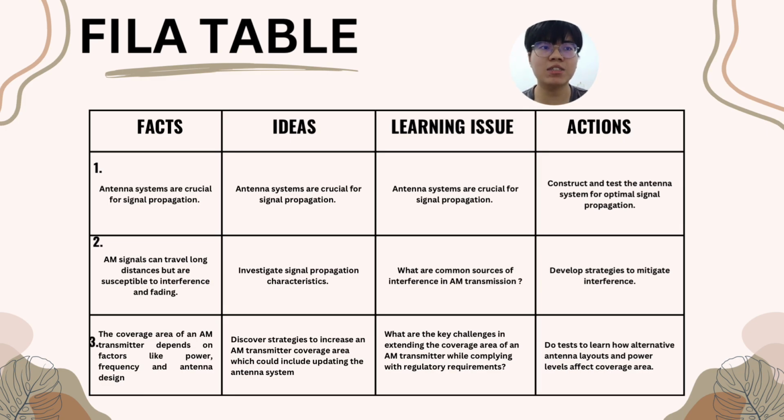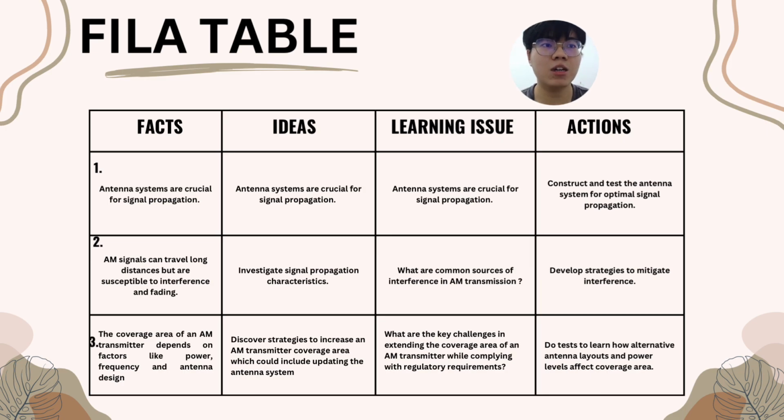The second fact is AM signals can travel long distances but are susceptible to interference and fading. The idea is to investigate the signal propagation and characteristics, and the learning issue is what are the common sources of interference in AM transmission. The action needed is to develop a strategy to mitigate the interference.